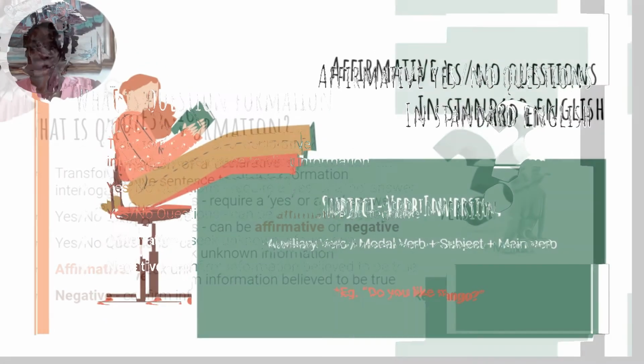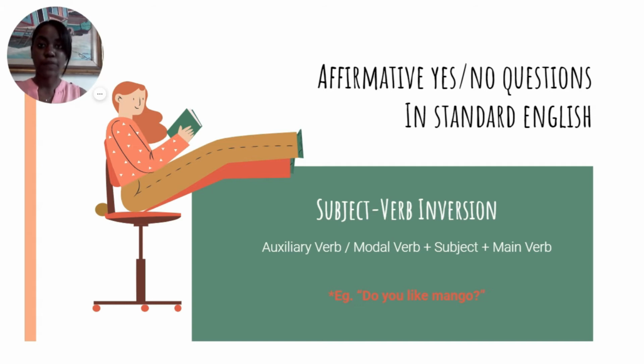In standard English, affirmative yes/no questions are formed through the inversion of the auxiliary and the subject. The auxiliary is usually a helping verb such as do, have, be. It is important to note that a modal verb, such as could or would, can also be placed here. So in interrogative sentences, the structure is auxiliary or modal verb, followed by the subject, followed by the main verb, as seen in our example, "Do you like mango?" The speaker uses a rising intonation to indicate that a question is being asked, or in the written form, a question mark is usually placed at the end of the sentence.